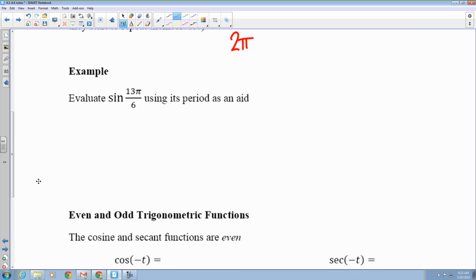So if I evaluate sine of 13 pi over 6 using its period as an aid, what I'm saying is that I want to figure out a coterminal angle using the period as an aid. So recognizing that every 2 pi it repeats itself, I can subtract 2 pi from 13 pi over 6 to find an angle that's on the unit circle, and then I can just use that. So this is pi over 6. So what I can actually do is just evaluate the sine of pi over 6, and it'll be the same thing as sine of 13 pi over 6. And this is 1/2. From the unit circle, the y value at pi over 6 is 1/2.